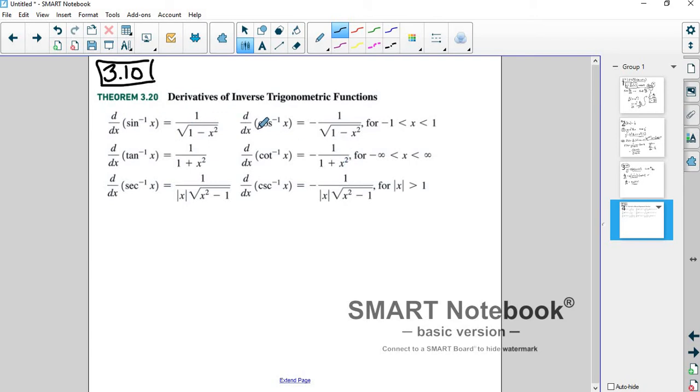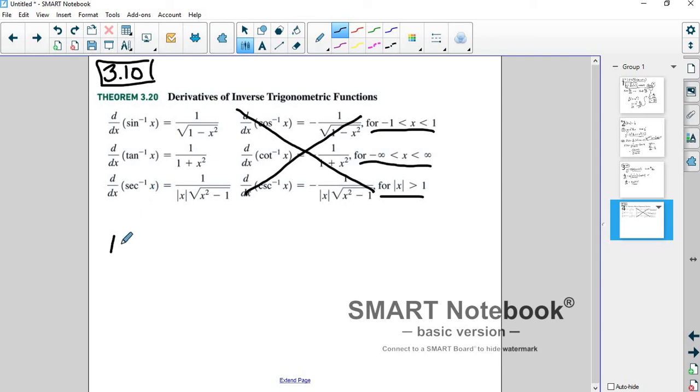First of all, these are the 6 rules. I told you I was only going to ask you for 3. These guys I don't want you to worry about, okay? But these domains still apply. So these domains apply for x between -1 and 1, that's this. For all x, that's the inverse tan. And for absolute value of x greater than 1, that's secant.